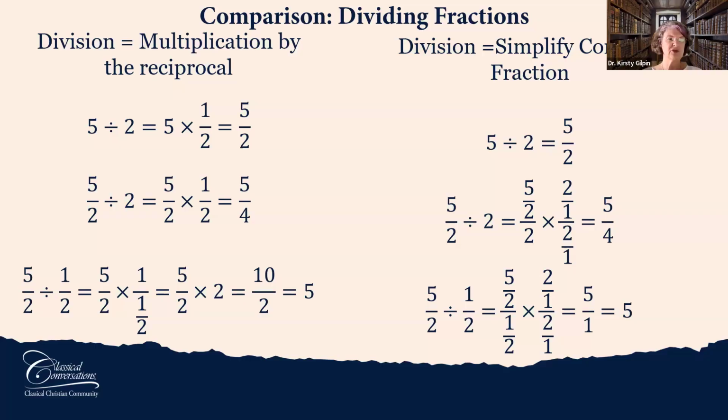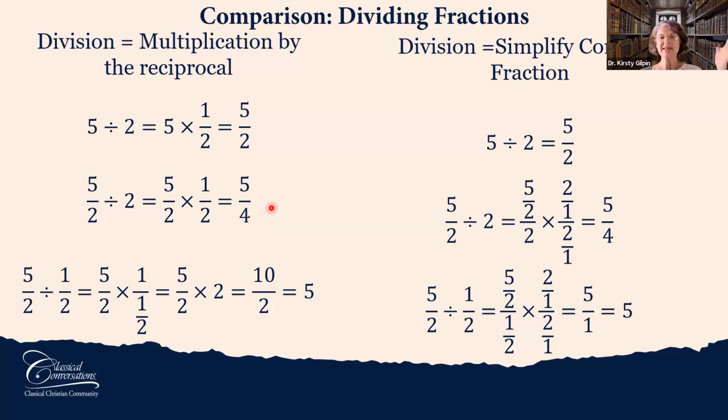Oops, trying to turn my pointer on. And I want to divide that by 2. So again, my reciprocal of 2 is 1/2. So now I have 5 halves times the reciprocal, which is 1/2. 5 halves times 1/2. 5 times 1 is 5. 2 times 2 is 4.